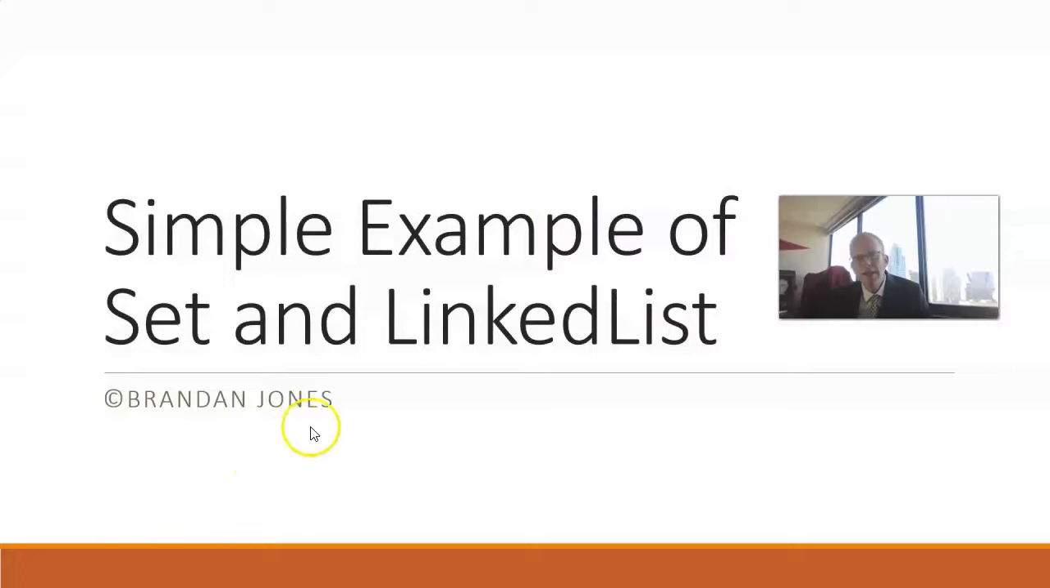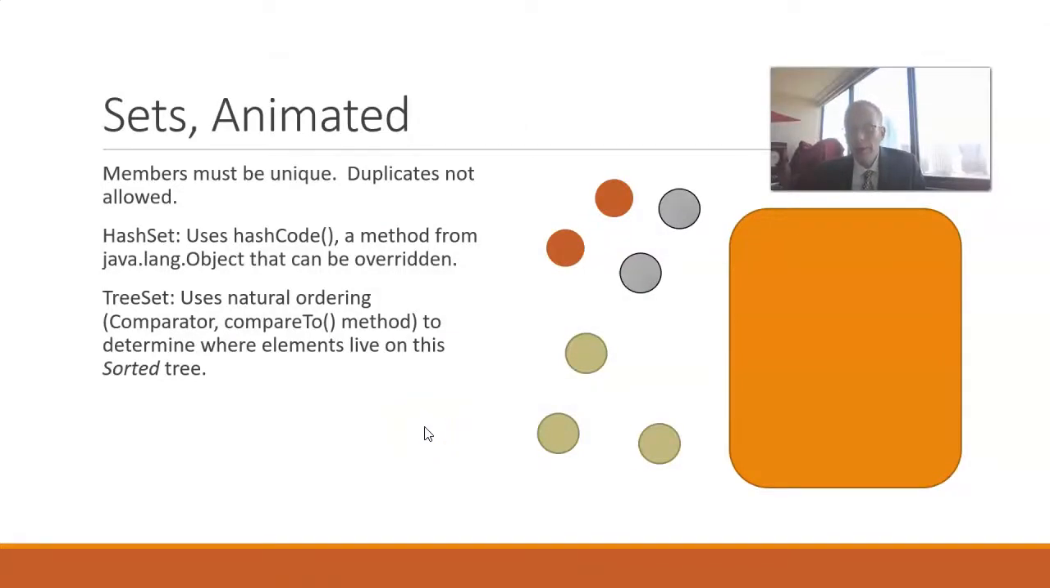In this video, I'm going to do a simple hands-on example of the set and linked list collections in Java. Let's take a quick overview look at how sets and linked lists work, and then we'll jump right into code. One thing we know about sets is that their members have to be unique, so only one can exist. So we put in the gray, the red, and the kind of greenish beige here.